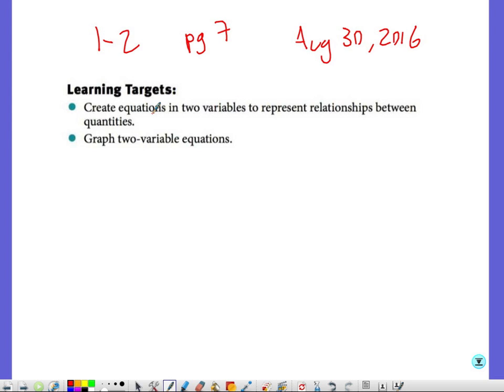Now, at the beginning of every lesson, we have learning targets. So the first learning target is to create equations in two variables to represent relationships between quantities and to graph two variable equations. So in lesson 1-1, we actually went ahead and solved equations with one variable. So that's an example of this right here. So we basically just subtract x on both sides and we get x equals 0.